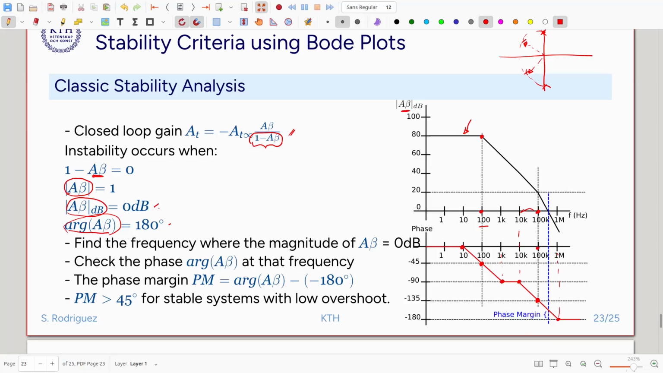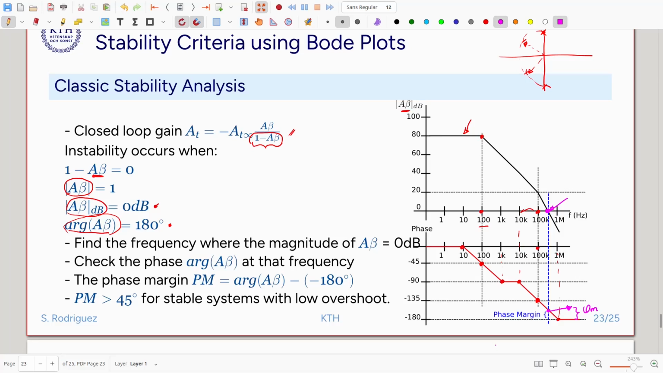So if we take into consideration these observations, we have to analyze what happens when the loop gain is equal to 0 dBs. Then I take this point here that is equal to 0 dBs. I check this frequency, and then I just go to the phase and see how much phase is available before we hit minus 180 degrees, because this is going to be the phase margin, this distance here.